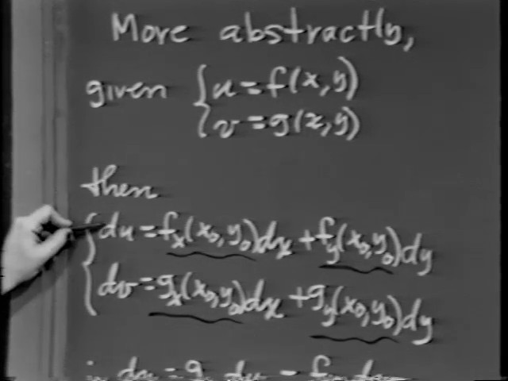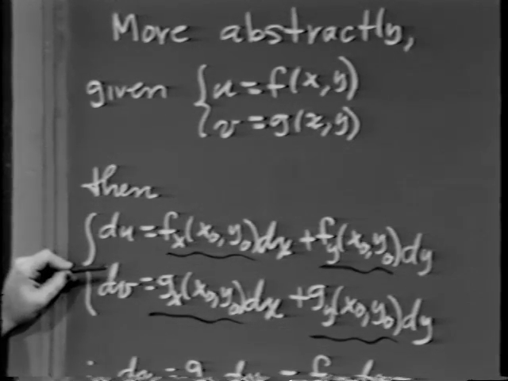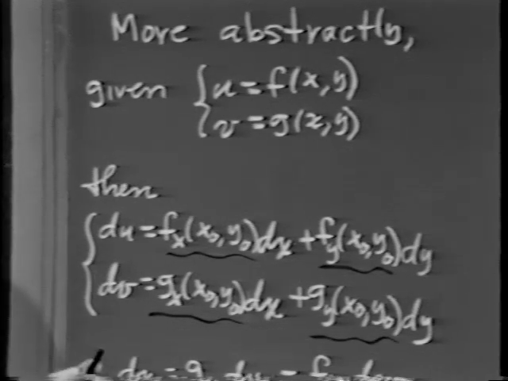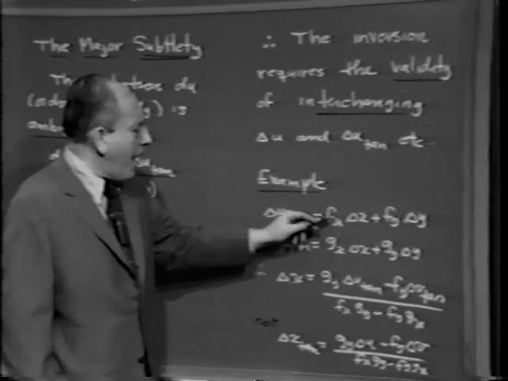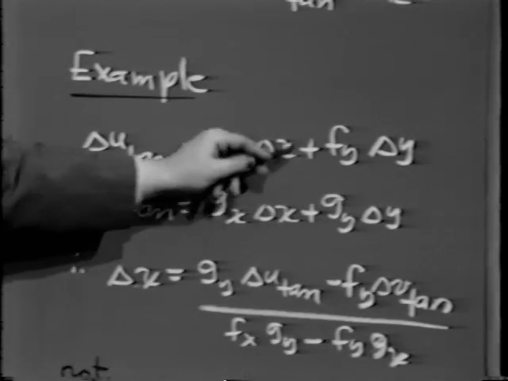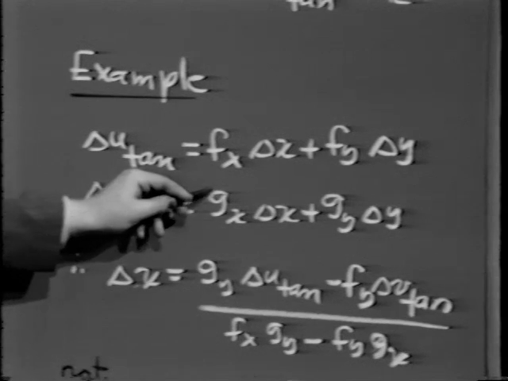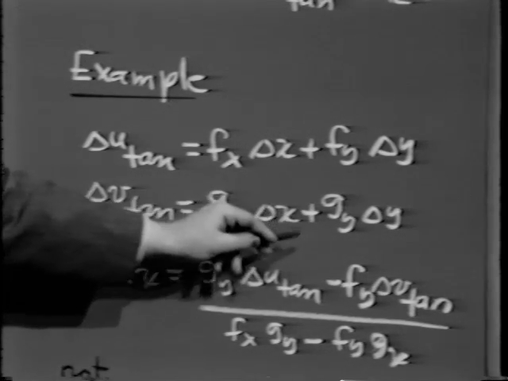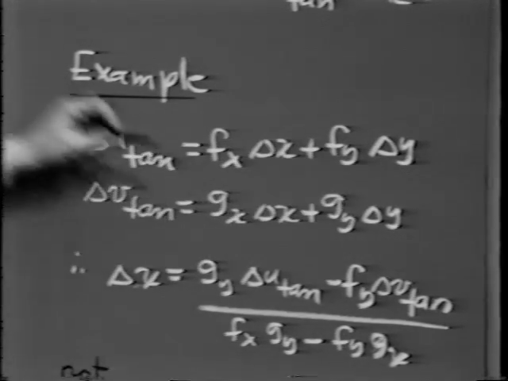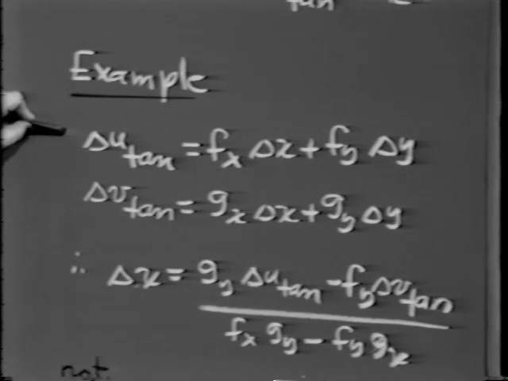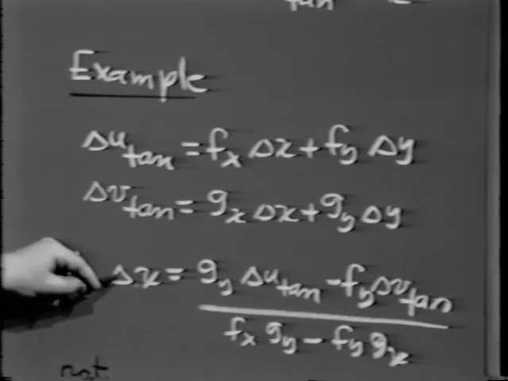My claim is that if we translate this into the language of delta u's, delta x's, delta u tans, delta x tans, etc., what we really said was that delta u tan was the partial of f with respect to x times delta x plus the partial of f with respect to y times delta y, and delta v tan was the partial of g with respect to x times delta x plus the partial of g with respect to y times delta y. And then when we eliminated delta y by multiplying the top equation by g sub y and the bottom equation by minus f sub y and adding, what we found was how to express delta x.